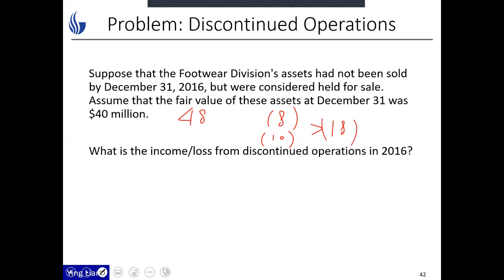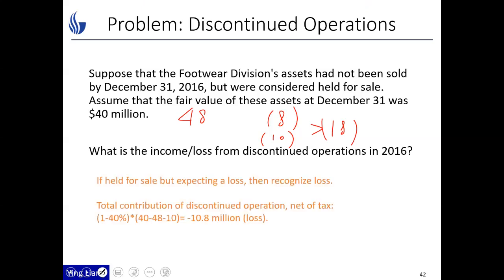Now next, we're gonna consider the income tax, right? And it's a benefit. Again, applying the formula, we do the following. 1 minus 40% times the difference, 18, right? Then we get a negative 10.8 million, which is a loss.